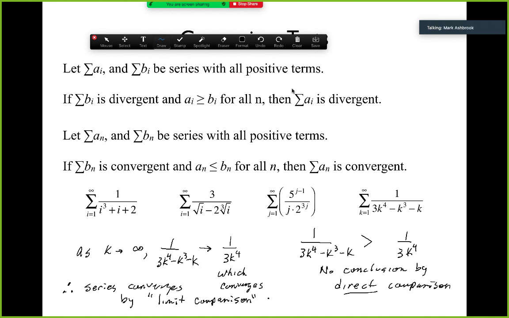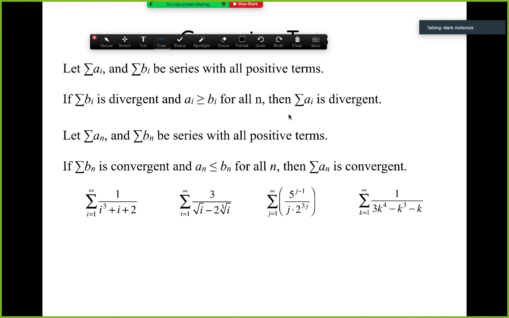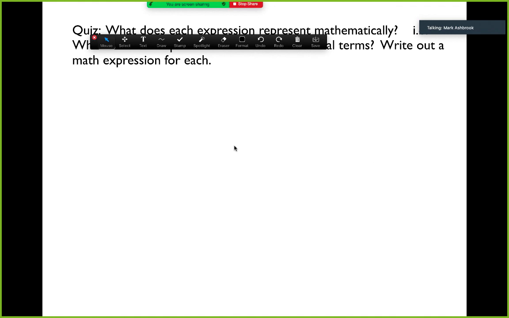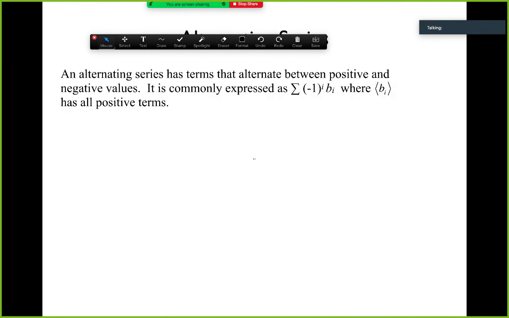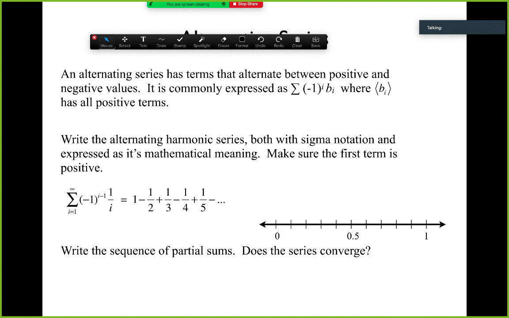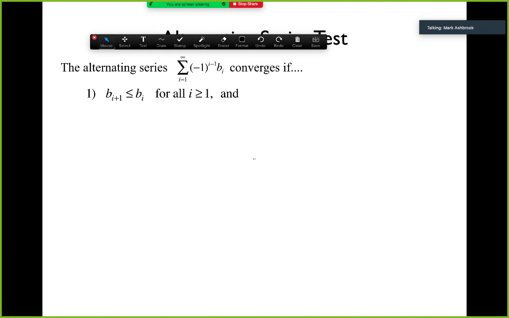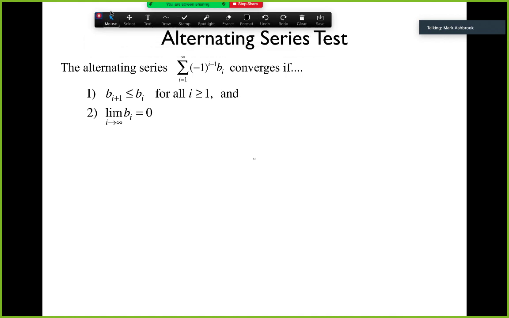All right, so let's move on. So that was some examples of the comparison test, that direct comparison and then limit comparison. All right, so you guys worked on that yesterday. So this is to review the alternating series test.